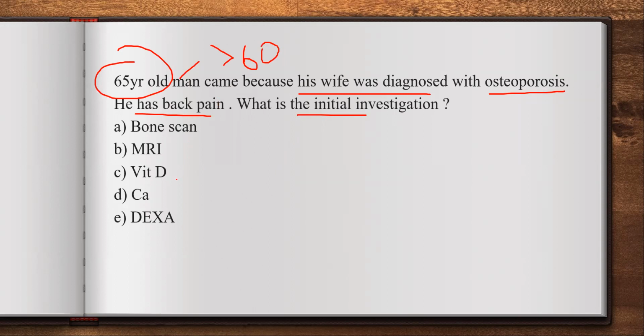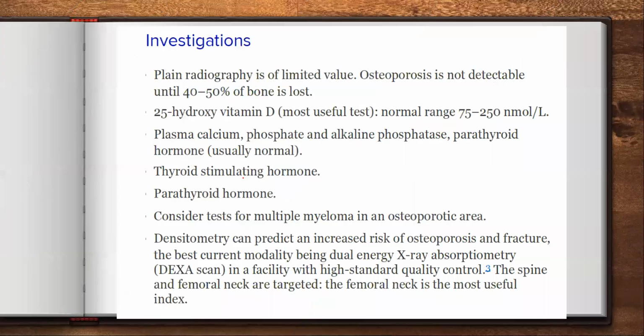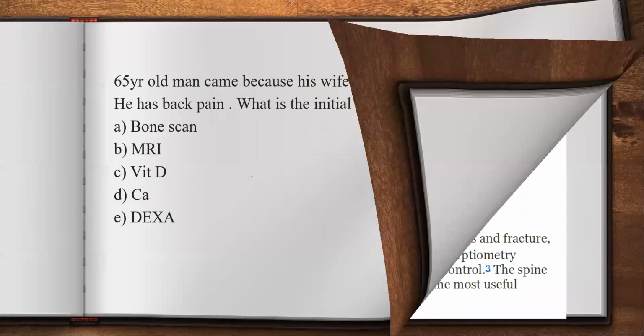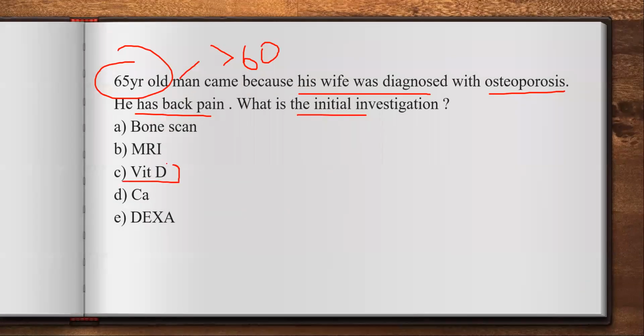Bone scan, MRI, vitamin D, calcium, and DEXA. According to your JM, X-ray is of limited value, but the most useful test is 25 hydroxy vitamin D. Anytime you want to investigate someone for osteoporosis, you should always start with vitamin D first. And you should always treat vitamin D deficiency first before treating someone with osteoporosis.